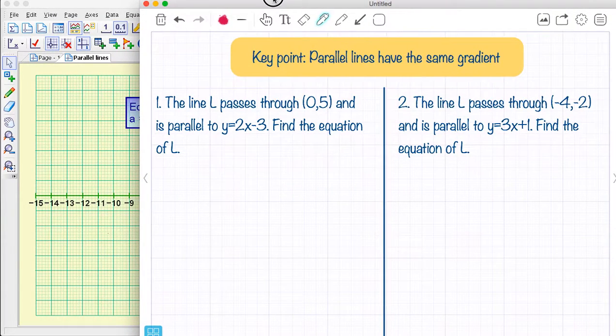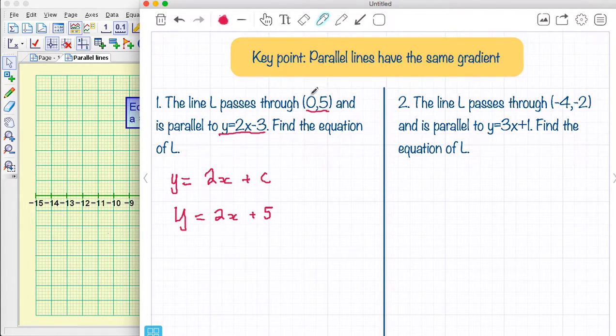or these two that I'm going to do here: the line L passes through (0, 5) and is parallel to this. Find the equation of L. Straight away I know that the line I'm looking for has a gradient of 2. So it's y equals mx plus c. And I can look at this and say, well, when x is 0, it passes through the y-axis at 5. So I can see from this one quite clearly that the equation I'm looking for is y equals 2x plus 5.